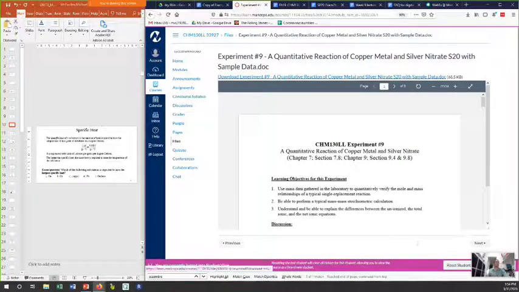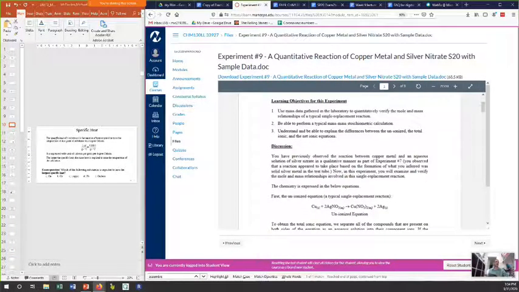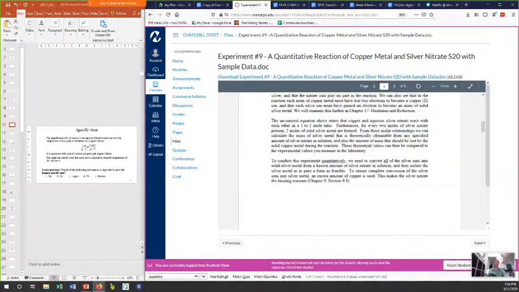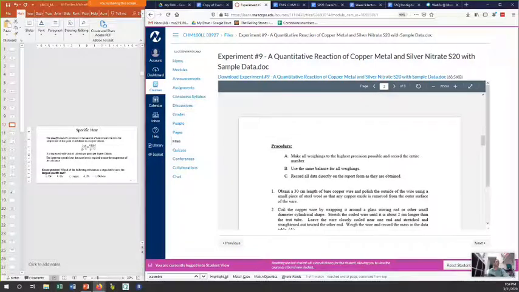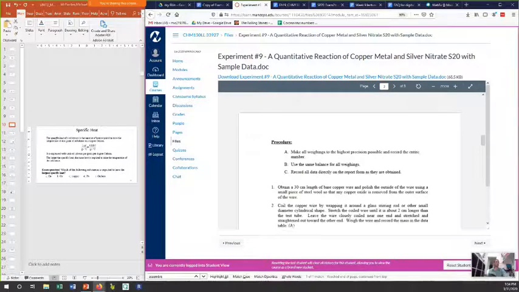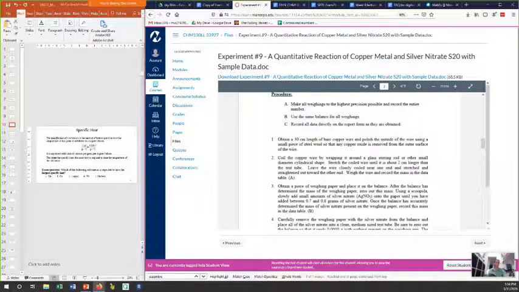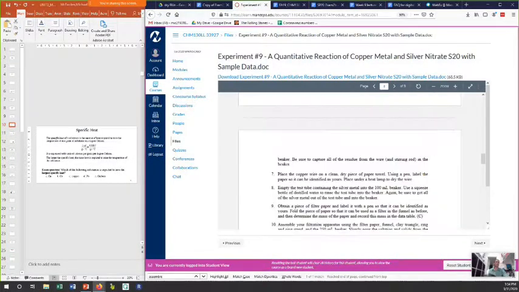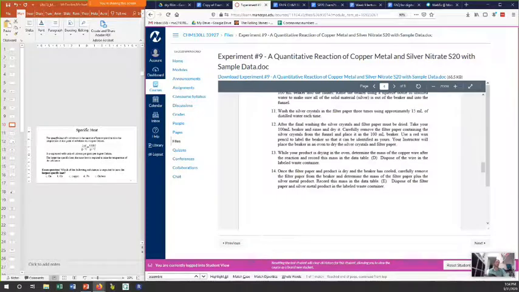My recommendation is that you download this document. This document is the lab background information. That's all of this stuff. For whatever reason, the people that put this together decided to not remove the procedure. So the procedure is all there also. You're not doing anything with the procedure. So you're just reading through all that.